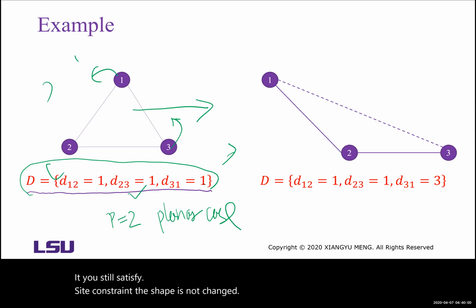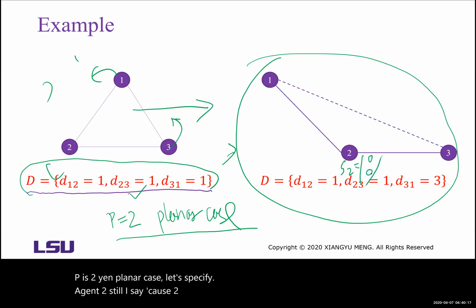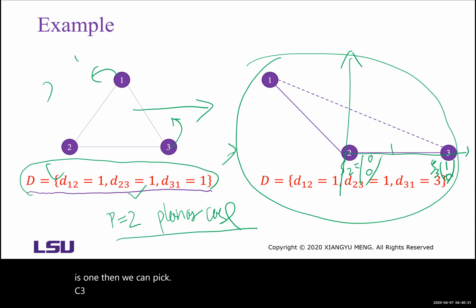We also discuss an infeasible case, with p as 2, in the planar case. Let's specify agent 2 still as 0, 0. The distance between 2 and 1, and 2 and 3, is 1. Then we can pick c3 as 1, 0. So the distance between 2 and 3 is 1. The distance between 1 and 2 is also 1.